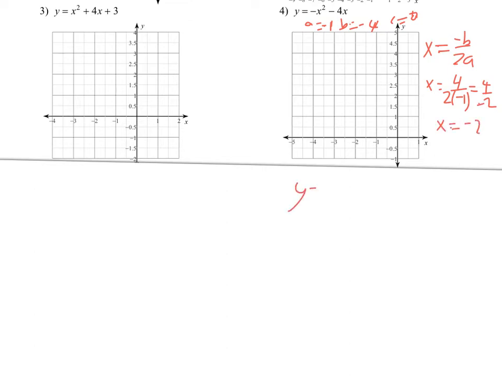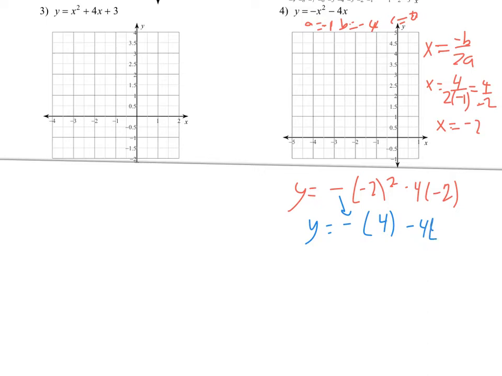So now I need to plug that back in to find y. So I plug it in, it's a negative, and then parentheses, I'll plug in negative 2 for x, and then that's squared. And then minus 4 times negative 2. So I need to do my exponent first. I cannot turn that from minus into plus. So negative 2 squared is actually a positive 4. And then I keep this negative out front.